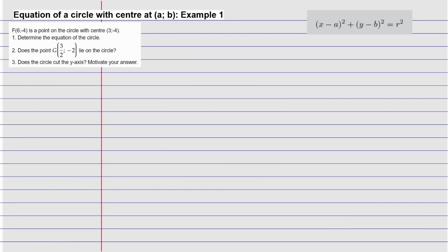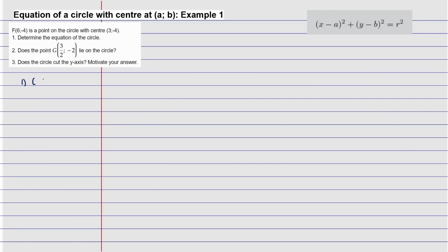It says F, which is (6, -4), is a point on the circle. So we know the fact that it's a point on the circle. Then they tell us the fact that the center is (3, -4), right? So the first question says determine what? Determine the equation of the circle.